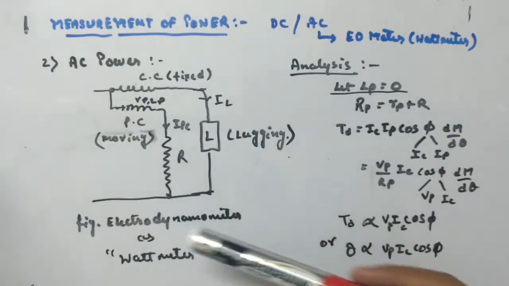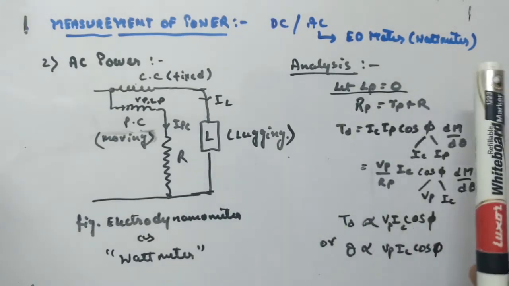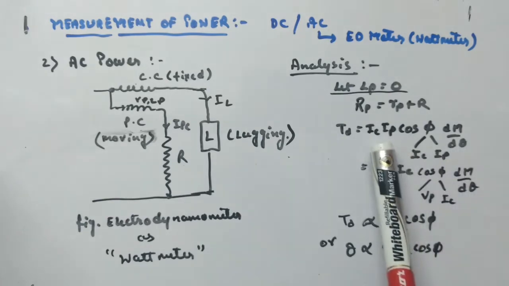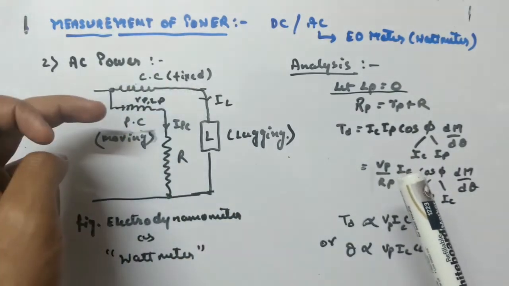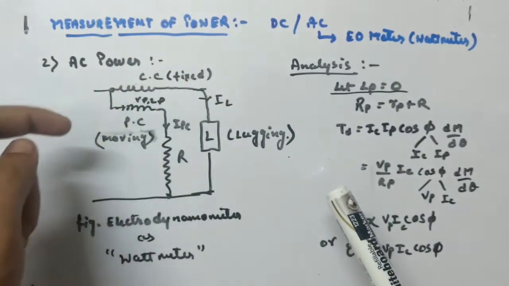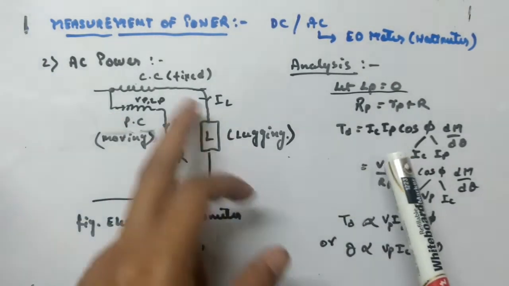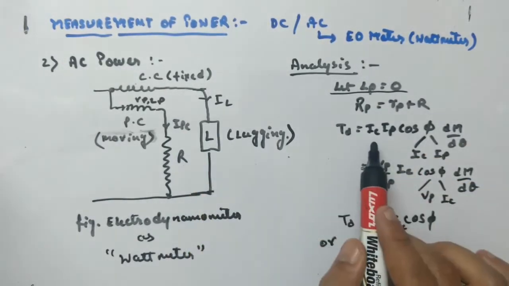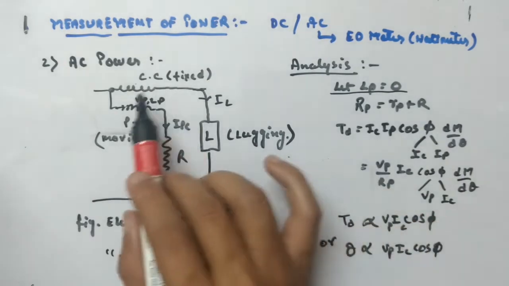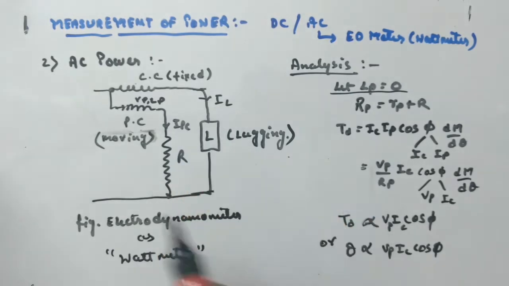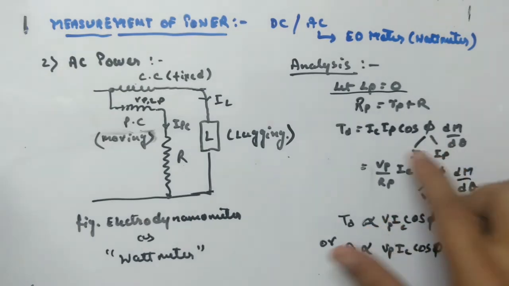Now you know, for an electrodynamometer type of meter, the torque is equal to I1 I2 cos phi dM by d theta, where the two currents are the current through the current coil and the current through the pressure coil, or the current through the fixed coil and the current through the moving coil, that is IC and IP. I should write this as IL also, but just for clarity I am using IC for the current coil and IP for the pressure coil, which is nothing but IPC and IL. Now phi is the phase difference between these two currents.